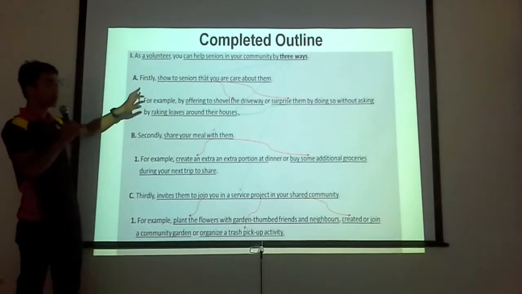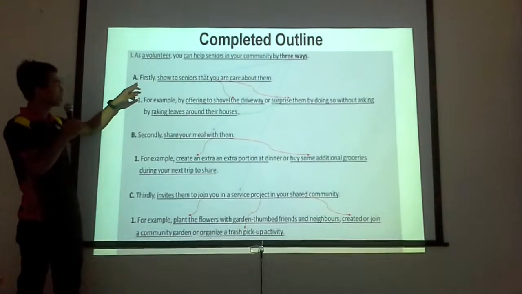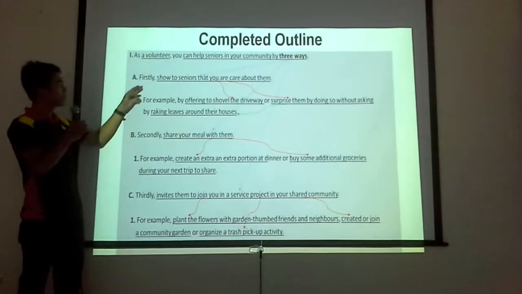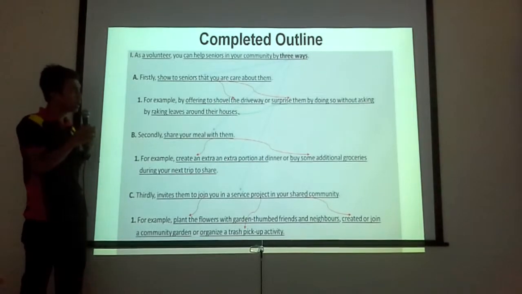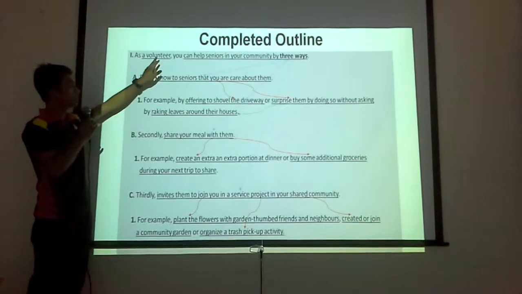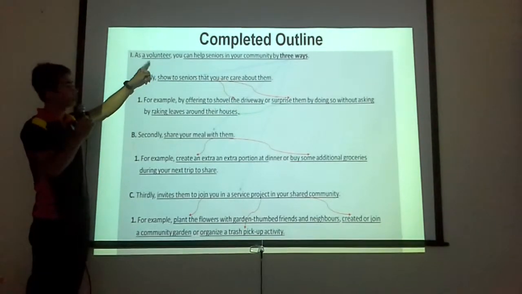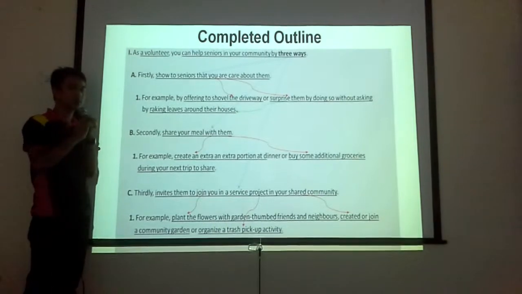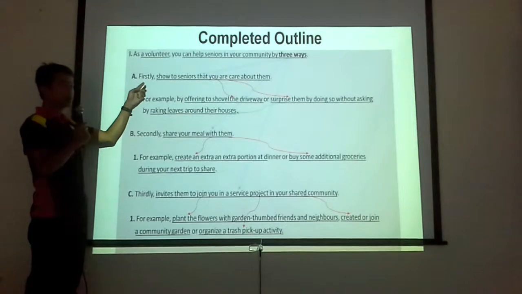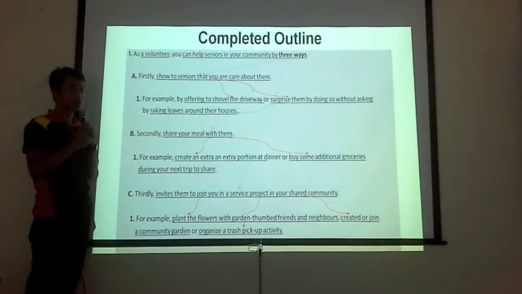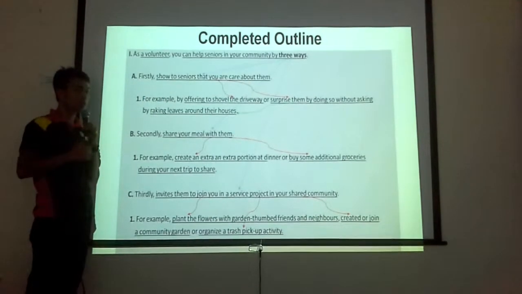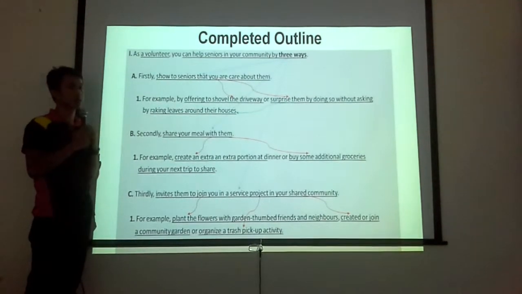Okay. I read the supporting point represented by alphabet A. Firstly, show seniors that you care about them. Okay. The main idea, a volunteer, is a topic and can help seniors in your community in 3 ways is the controlling idea. And this, firstly, can be a topic. Show seniors that you care about them will be a controlling idea.